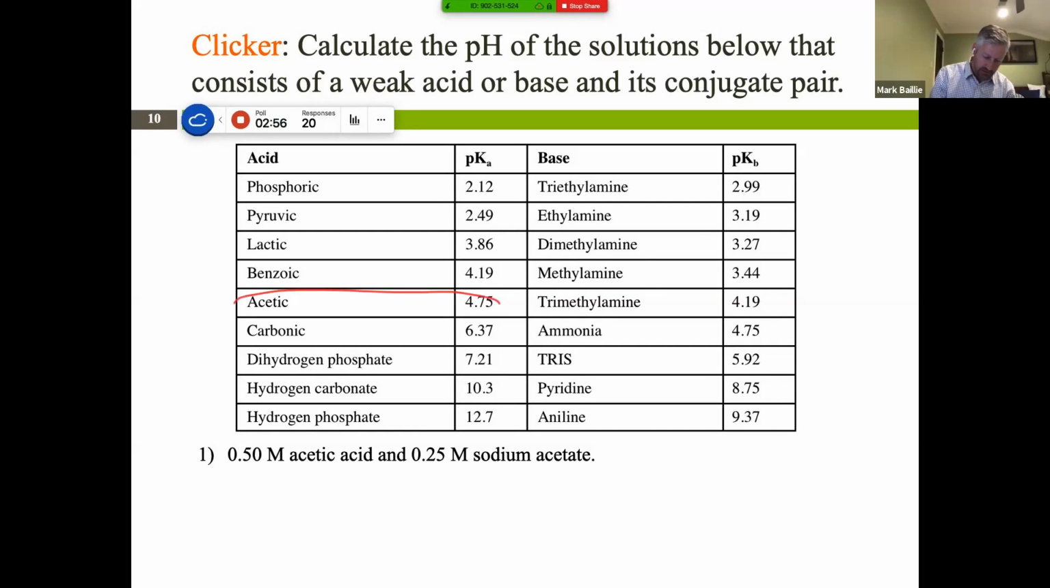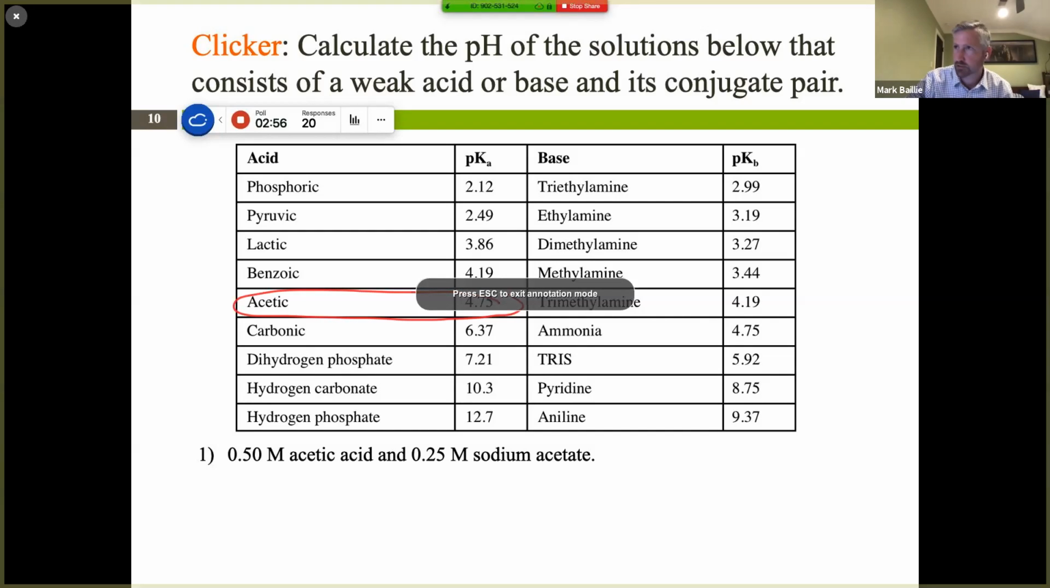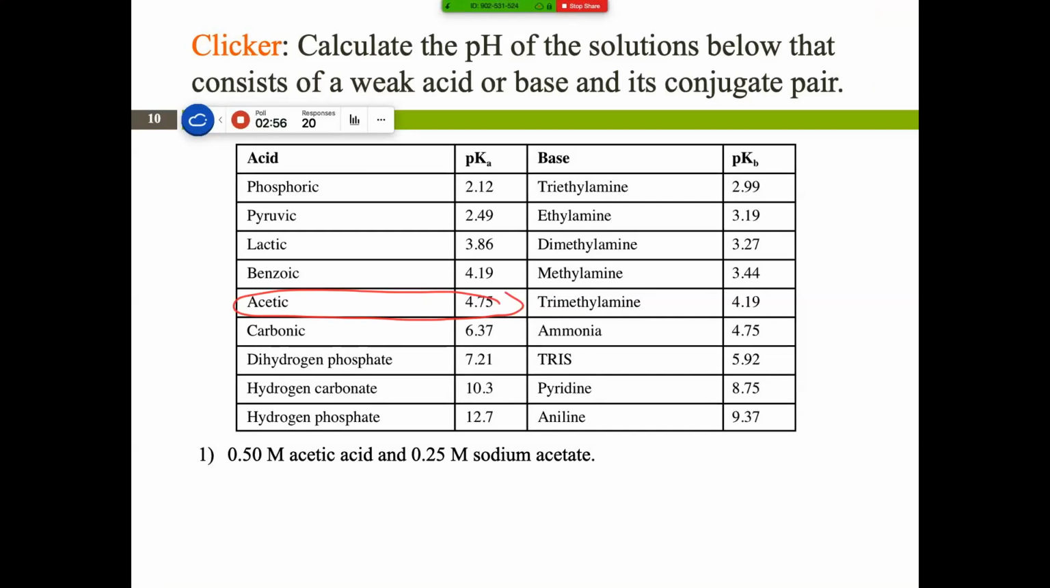So we have the acetic acid pKa value right here. Oh, sorry, I'm not sharing my screen. Am I sharing my screen? I am sharing my screen. So what do you do with the pKa?